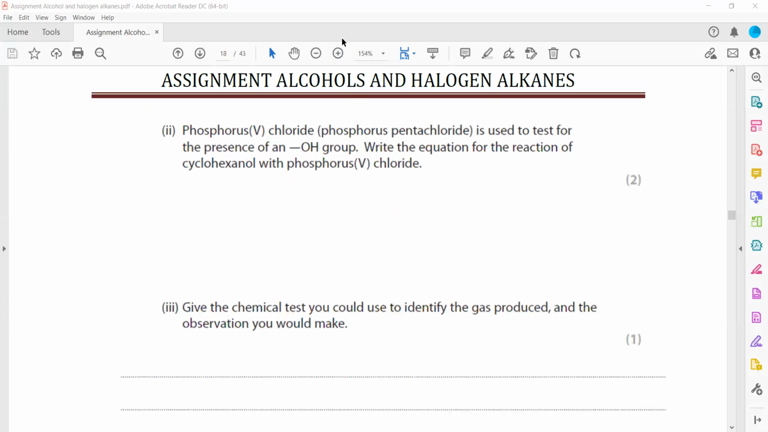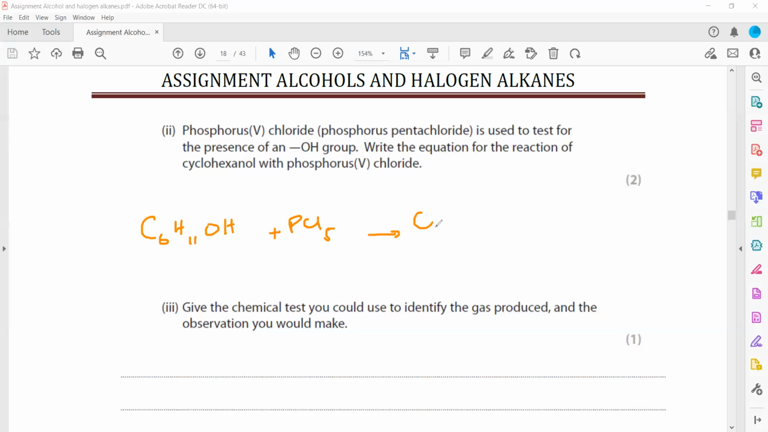Phosphorus pentachloride is used to test for the presence of OH. Write an equation for cyclohexanol and phosphorus pentachloride. So for cyclohexanol, first we count how many carbon atoms there are. So C6H11 and OH when you count the total: C6H11OH reacts with PCl5.